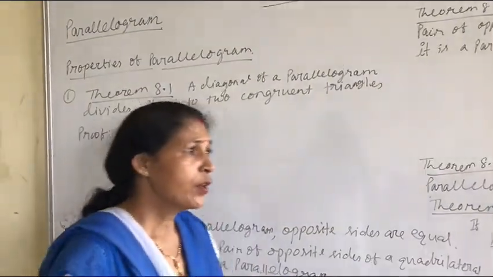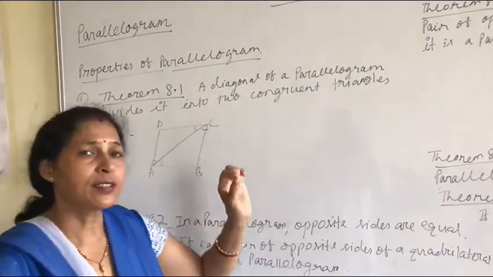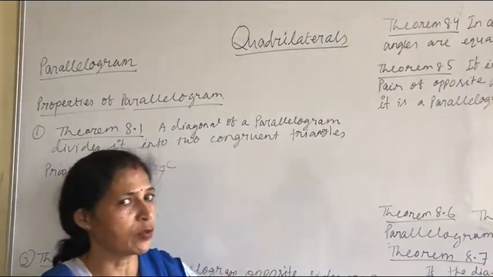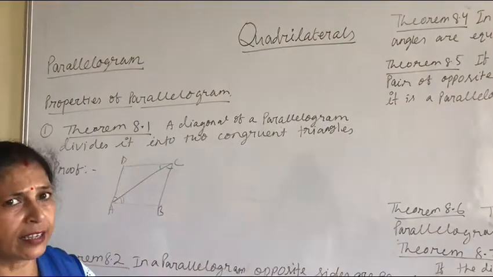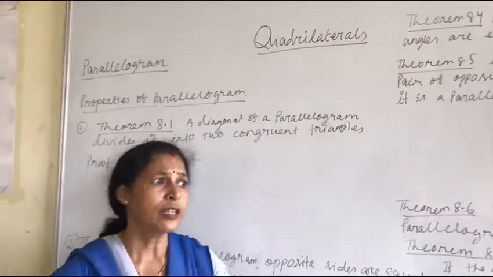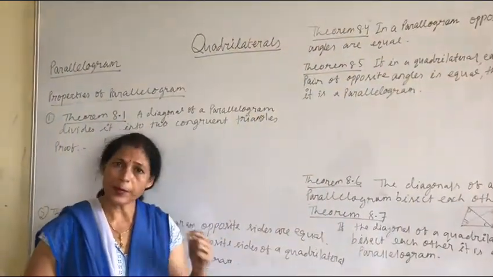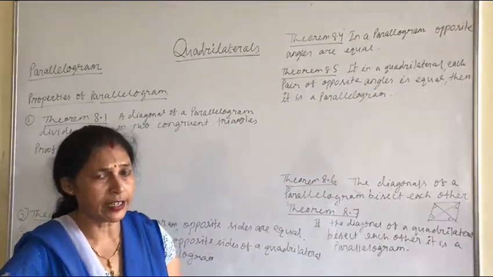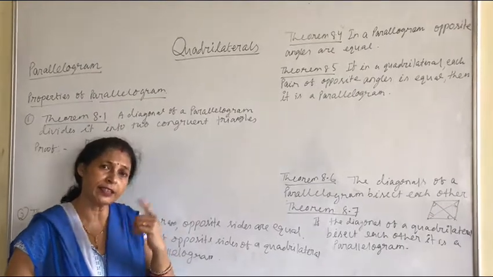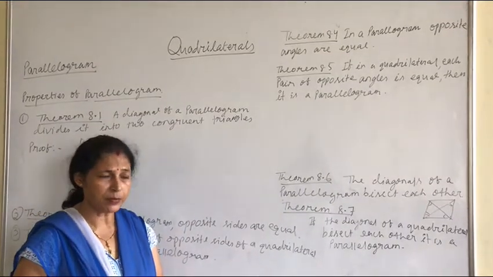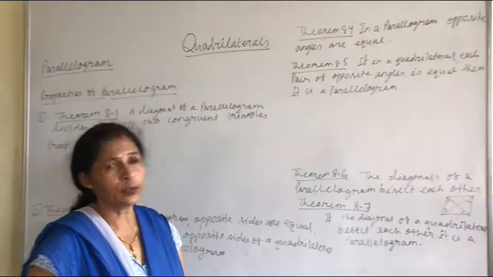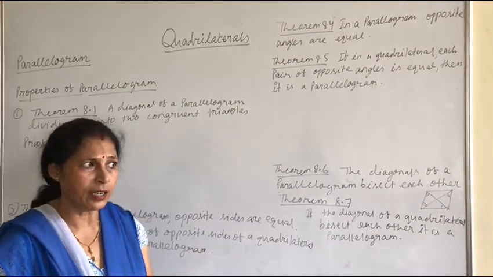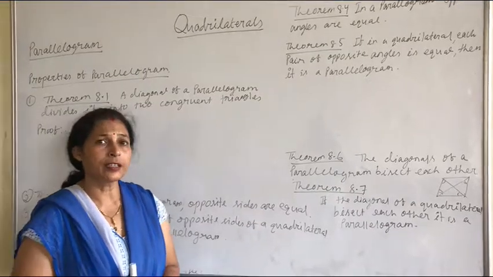So again I repeat, what is a quadrilateral? A closed figure bounded by 4 line segments is a quadrilateral. The adjacent sides and adjacent angles were already explained in the previous video. Then the types of quadrilaterals. Trapezium: a quadrilateral having one pair of opposite sides parallel is called a trapezium. Then parallelogram: a quadrilateral having opposite sides parallel is called a parallelogram.